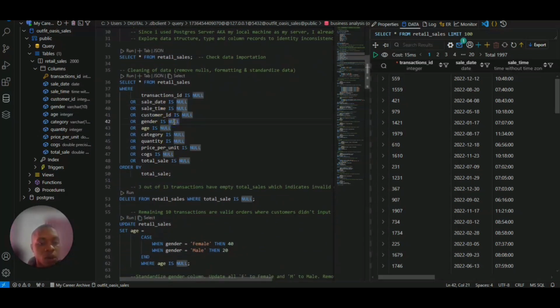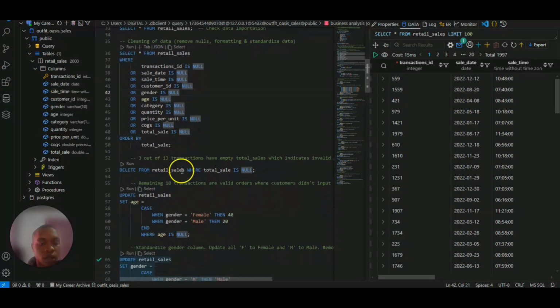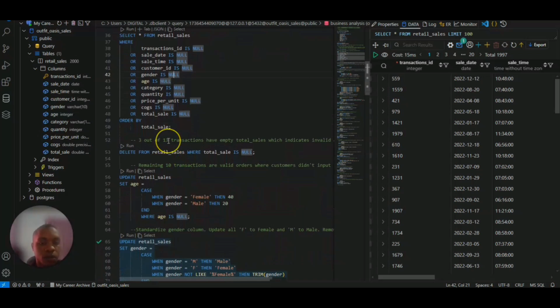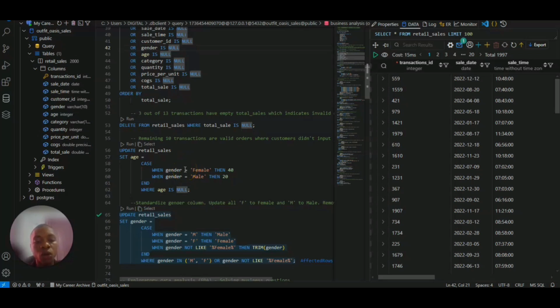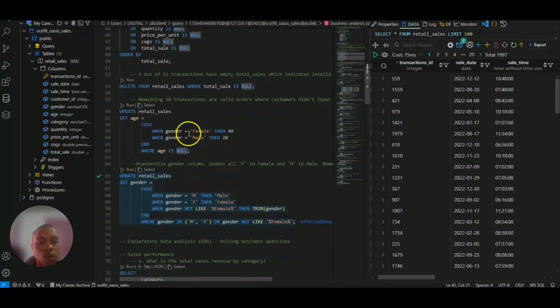I checked for all the columns that had empty records, and I discovered there were 13 of them. And of the 13, 3 were invalid transactions because there was no value in the total sales column for them. So I deleted those 3 records. And the remaining 3, although they are valid transactions, the customers who purchased from us did not input their age. So what I did was to update these ages by gender.